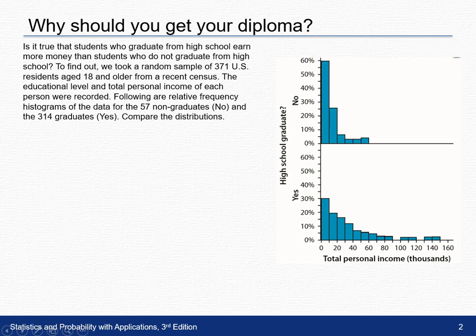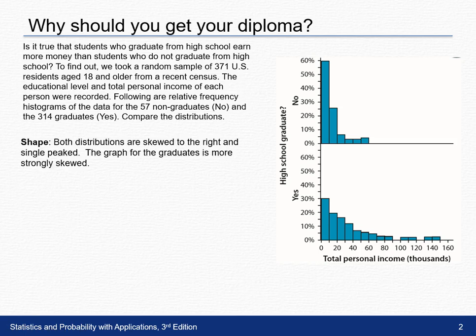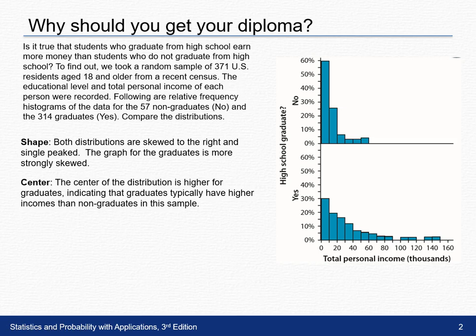So in order to compare the distributions, we first want to compare the shapes. The shape of both of these distributions of personal income are skewed to the right and single peaked. However, you can see that the graph for the graduates is strongly skewed to the right, more strongly skewed to the right. After describing the shape, what we want to look at is the center.